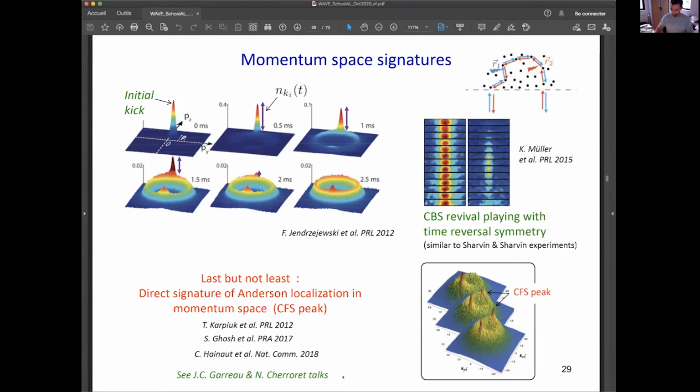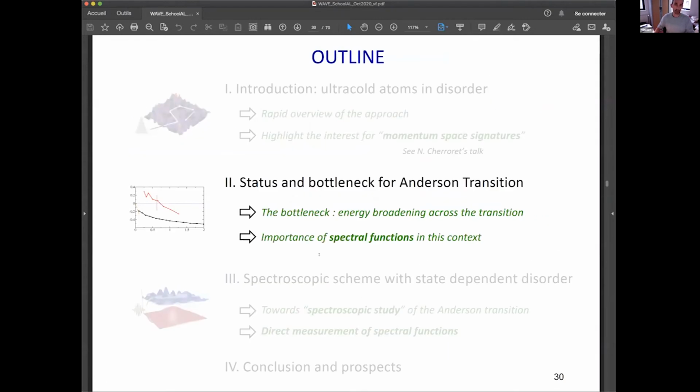So that's the general introduction of the domain. And let me now switch more specifically to the problem of the Anderson transition and what's going on in 3D.